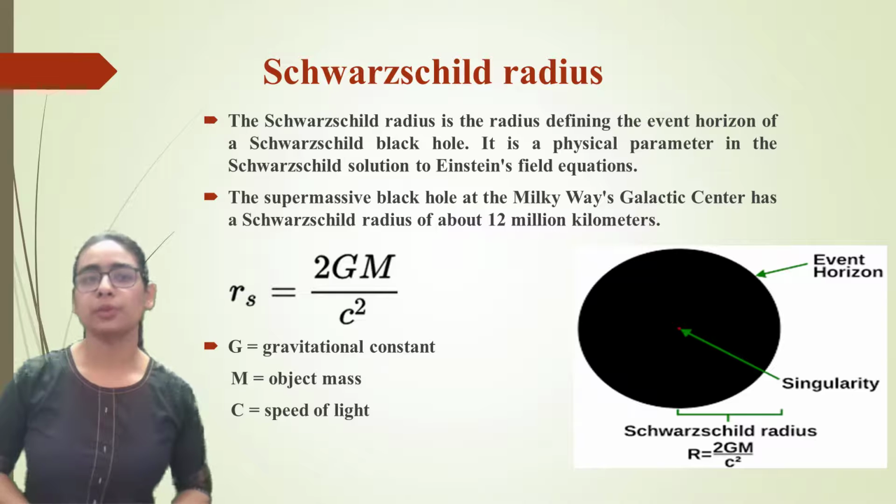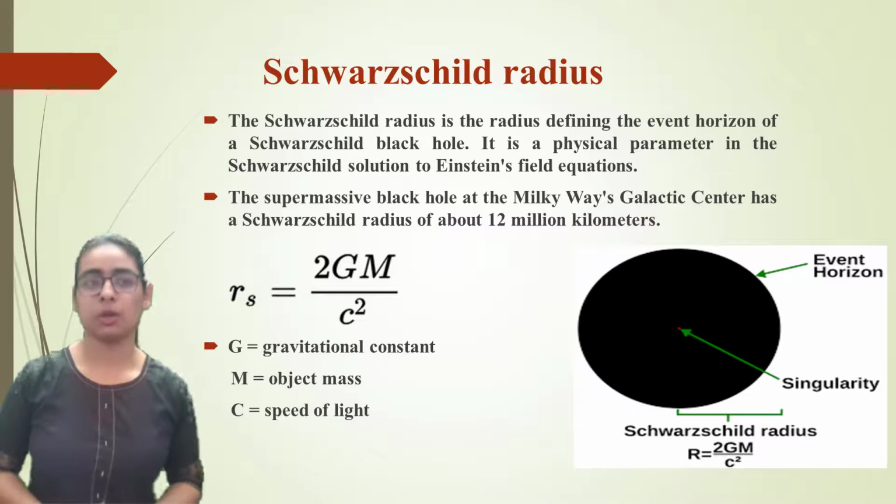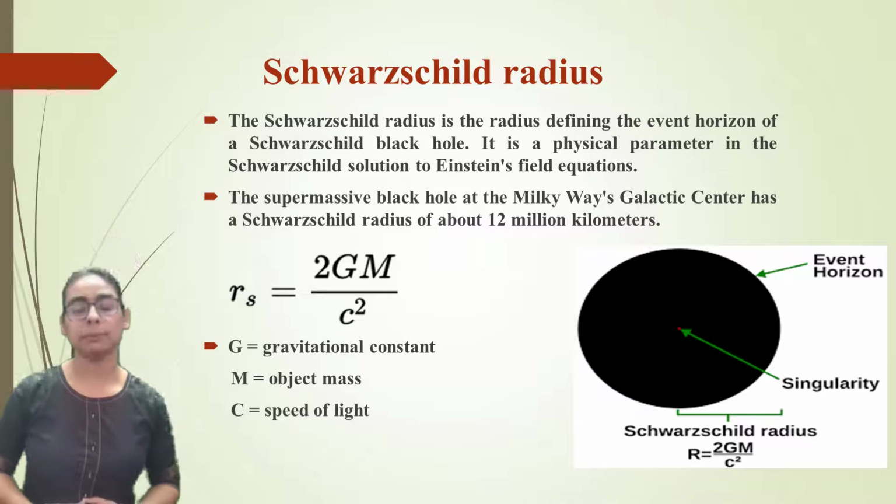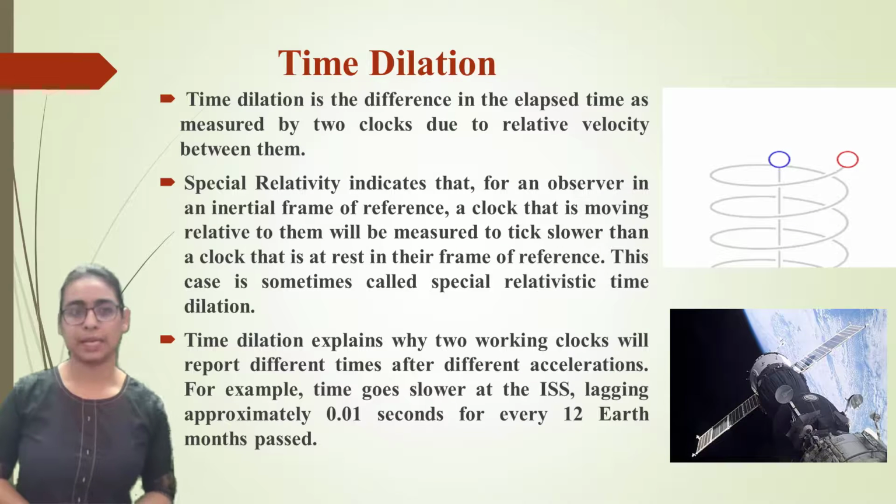The formula for Schwarzschild radius is also given, which is equal to twice the gravitational constant multiplied by an object's mass divided by the square of speed of light. Now let's see time dilation.